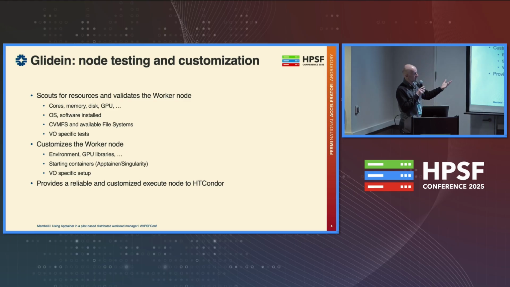The Glidein is the main component of the system and does the node testing and customization. It's sent to a node, and it scouts for available resources like cores, memory, GPUs, the software and the operating system installed, whether there are file systems, and it can run tests specific for the experiment. When I mention VO, virtual organization, this is an experiment or a group that wants to run some scientific job.